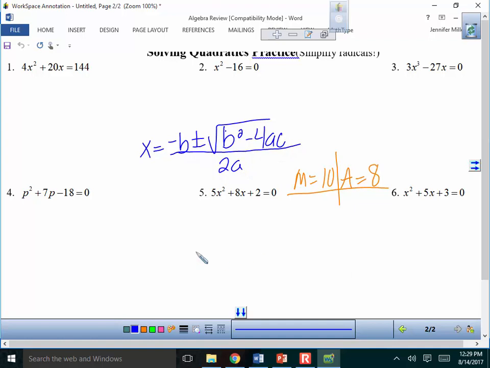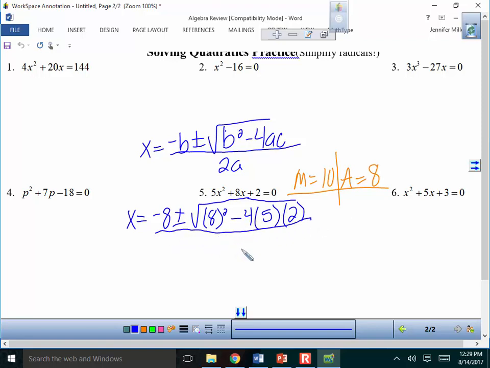Okay? So this would be x is equal to negative b, and in this case, what is b, Daily? 8. Very good. Negative 8 plus or minus the square root of 8 squared minus 4 times a. And what is a, Julio? 5 times c, which is 2. And remember, all of this is over 2 times a, which is 5.